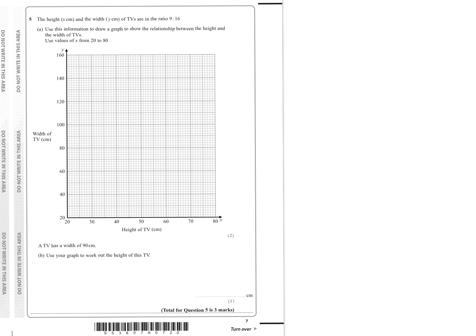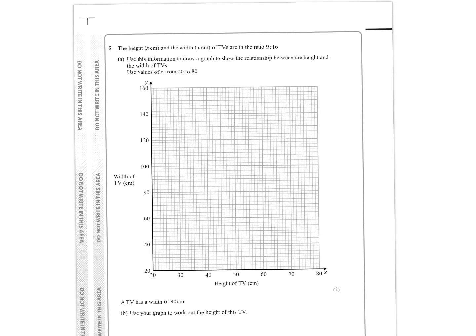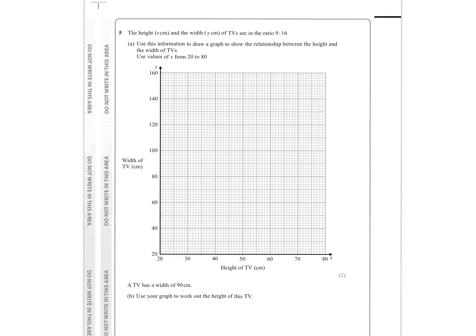Question 5. It says the height in x centimetres and the width in y centimetres of TVs are in the ratio 9 to 16. Use this information to draw a graph to show the relationship between the height and the width of TVs. It says use values of x from 20 to 80. Now I think this question is quite tough, but again, if I say that, I mean tough for me as well.